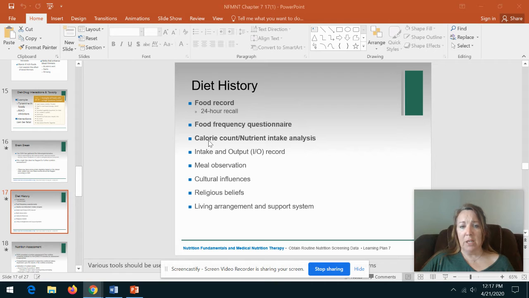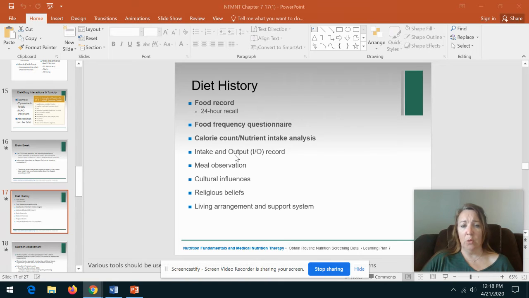Oftentimes in a long-term care facility or acute care facility, we'll see a calorie count prescribed if a resident or patient is having difficulty meeting their weight goals or their calorie needs. So basically the nursing staff is assessing their intake on the meal tray, and they'll write down on their meal ticket the percentage of each of the foods that the patient consumed. And then the nutrition professional will collect those tickets and then calculate the amount of calories.